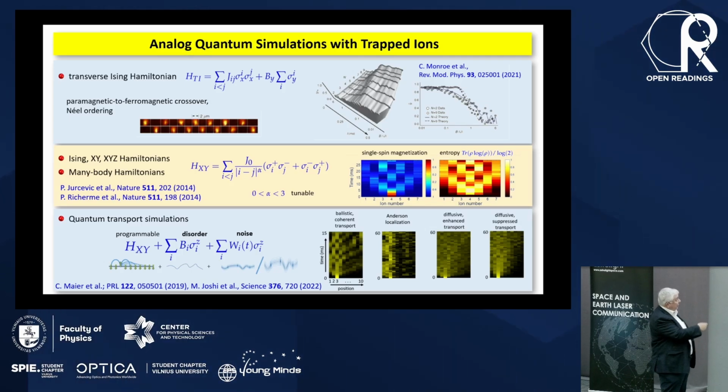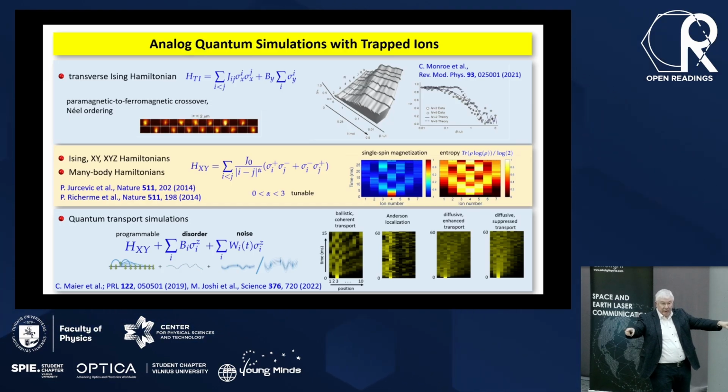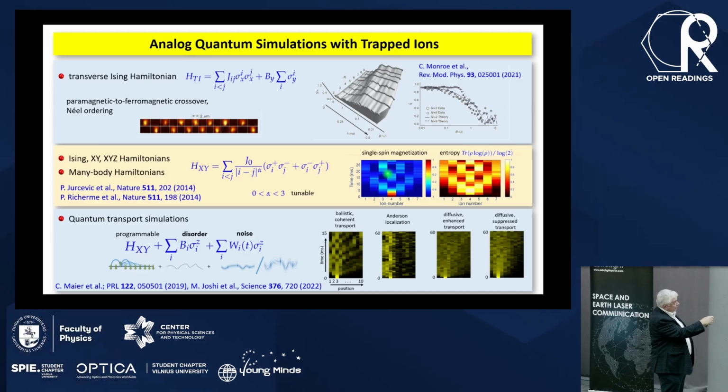So for example, when we have the XY Hamiltonian right here, and add some disorder by just addressed beams, applying in an addressed way to these individual ions, we can address different Stark shifts. That would be a disorder that we create right here. Then we see from a ballistic transport that we see right here, all of a sudden we do not transport ballistically anymore. That's what we call an Anderson localization. Or if we just add a little noise to that one, then we get a diffusive enhanced transport.